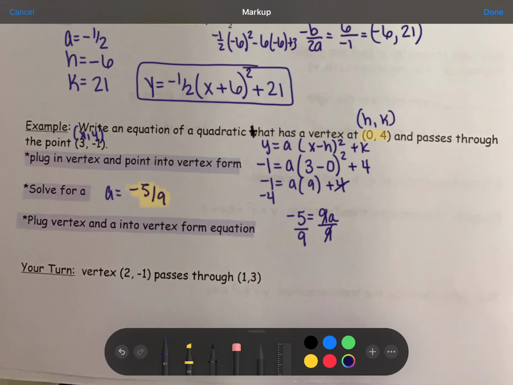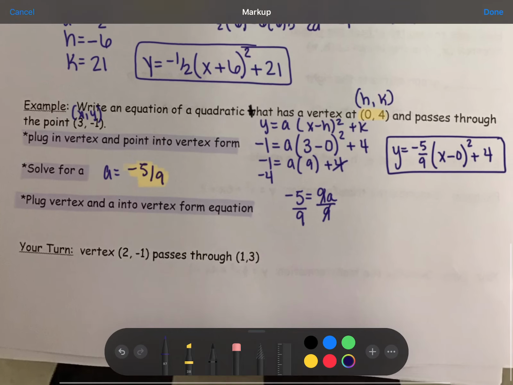So I'm going to now say y equals my a I just found, -5/9, (x minus h), don't forget your squared, plus your k value, and you are done. So find your a value by plugging in your point and your vertex into the vertex form, and then solve for a. And then you will have to rewrite your a and your vertex back into the equation to get your answer.